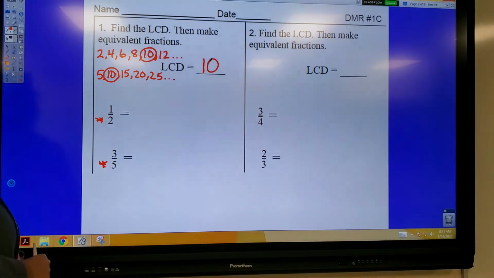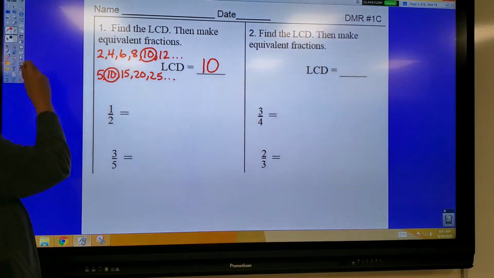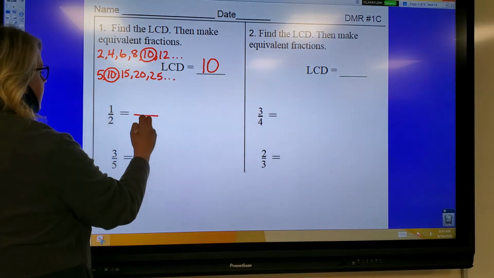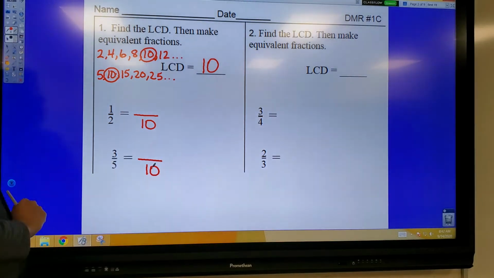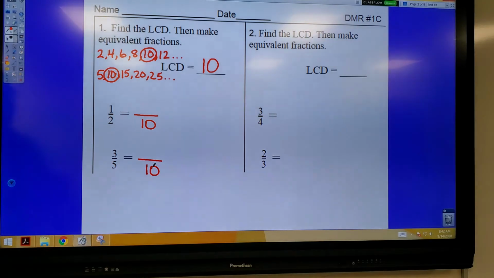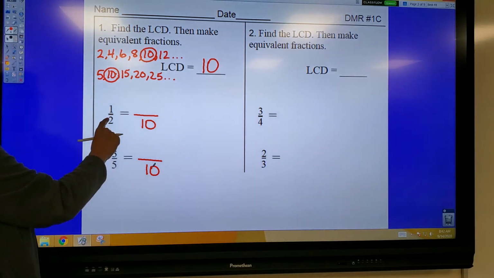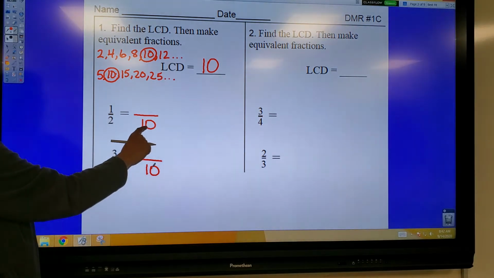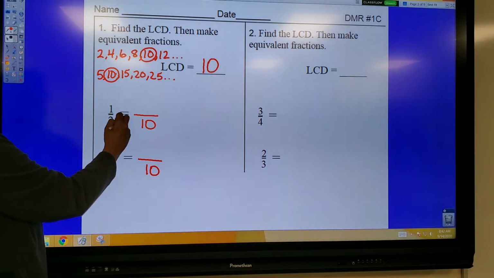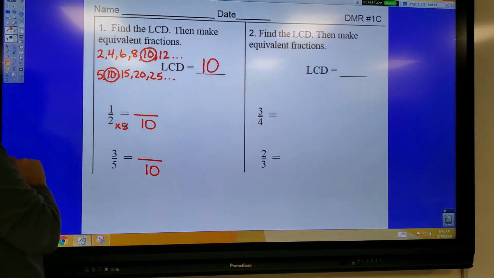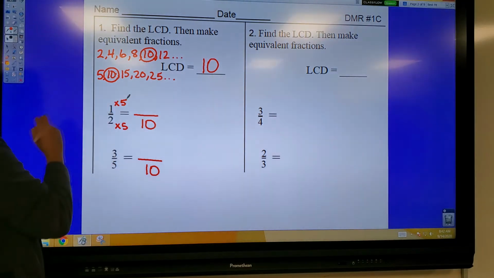Now the second part of this problem is finding equivalent fractions. So now that we know that our new denominator is going to be a 10, I'm going to write fractions that are equal to 1/2 and 3/5 that have a denominator of 10. If I'm changing the bottom number, I also have to change the top number. So if the 2 is changing to a 10, I ask myself, 2 times what is 10? 2 times 5 is 10. So if I'm multiplying the bottom by 5, I'm going to multiply my top number by 5 as well.